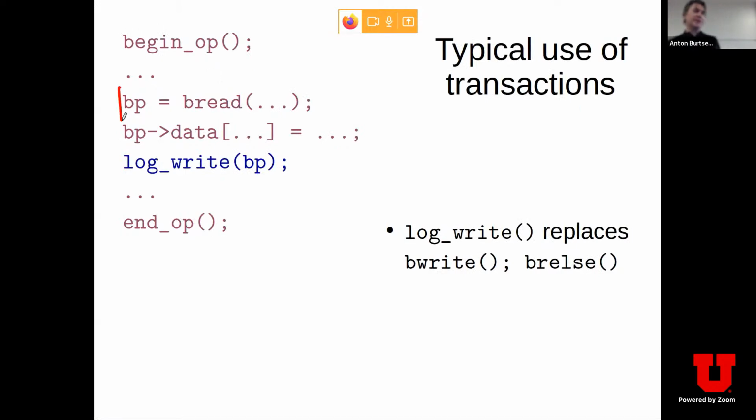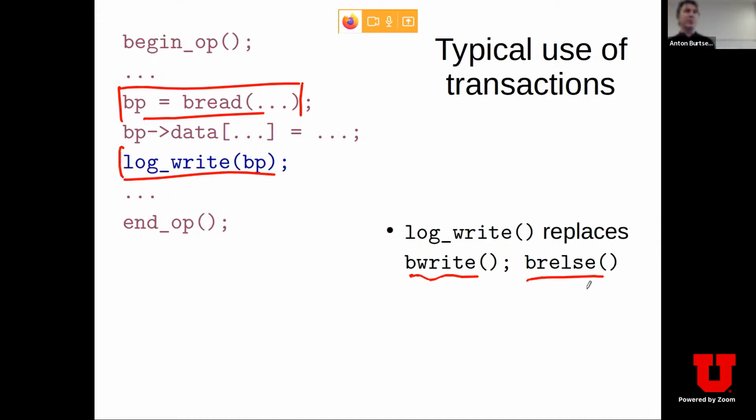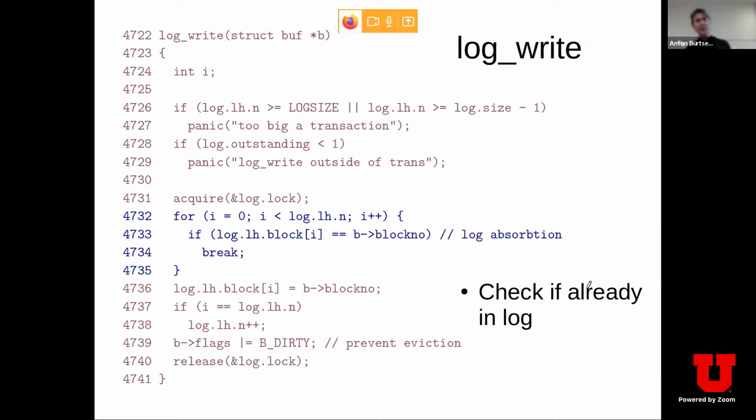Bread works as usual, right? So it's the same bread function. It just brings the block into the buffer cache. If it's already there, it just locks it, right? Saying, okay, I'm going to be reading it. However, the new function is the log write. This function replaces a combo of block write and block release, right? Which we used before. So what log write is doing is the following.